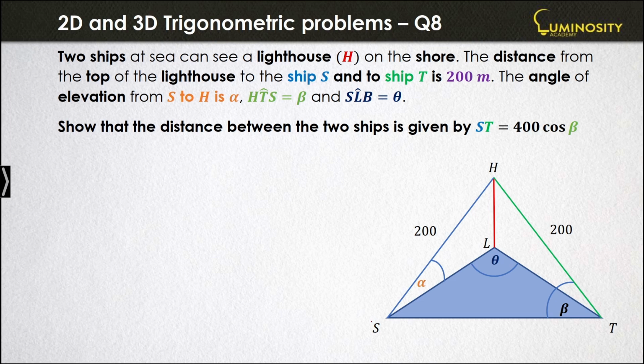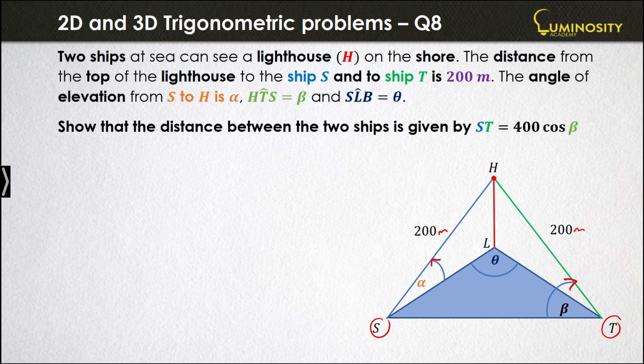We're given two ships at sea, S and T, that can both see a lighthouse, HL, where the top of the lighthouse is H on that shore. The distance from the top of the lighthouse to each ship, HS and HT, is given by 200 meters each. The angle of elevation from S to the lighthouse H is given as angle alpha.